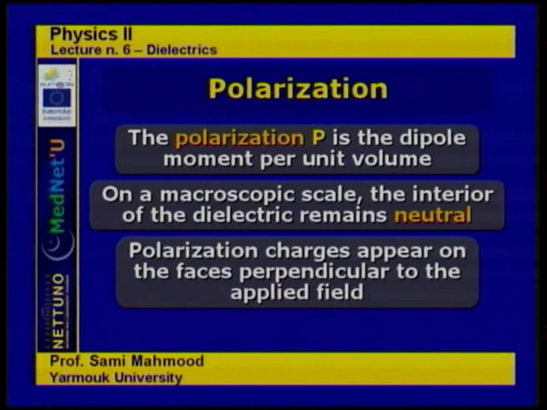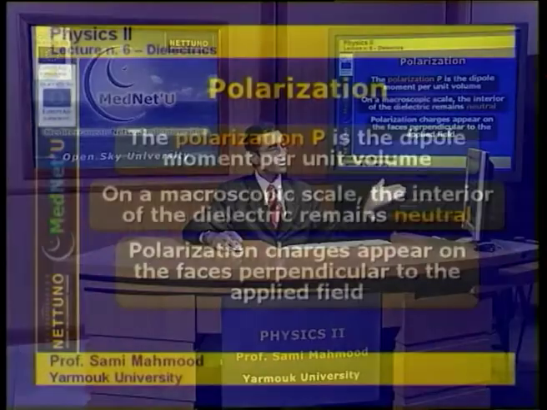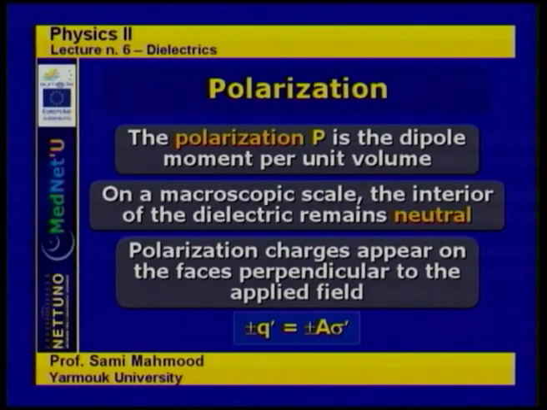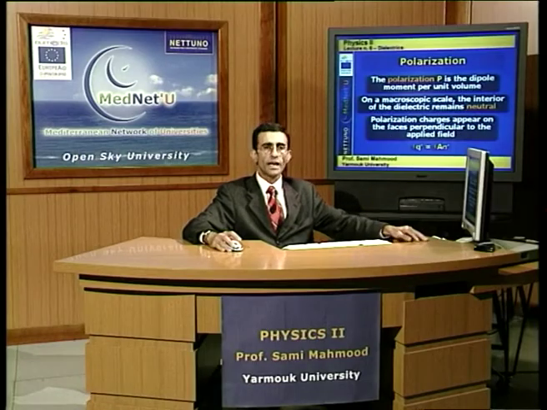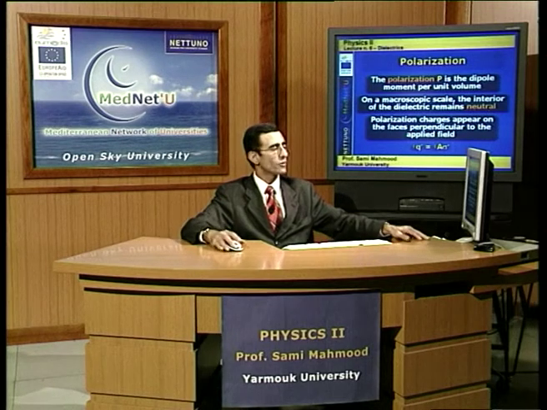Thus, polarization charges, as we say, appear on the faces perpendicular to the applied field. Those are the polarization charges that appear on the faces of the dielectric. And if we assume that they arrange themselves as a surface charge density sigma prime, then the polarization charge Q prime is equal to simply the area of the face times the density of the polarization charges. And it's either positive or negative. It's positive on one side, negative on the other side.